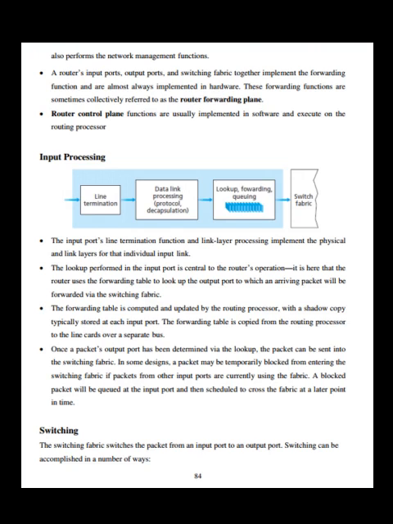Once a packet's output port has been determined via the lookup, the packet can be sent into the switching fabric. In some designs, a packet may be temporarily blocked from entering the switching fabric. If packets from other input ports are currently using the fabric, a blocked packet will be queued at the input port and then scheduled to cross the fabric at a later point in time. Switching. The switching fabric switches the packet from an input port to an output port. Switching can be accomplished in a number of ways.